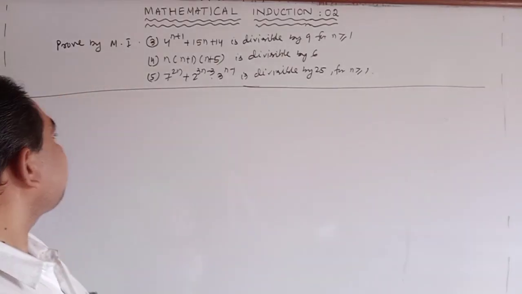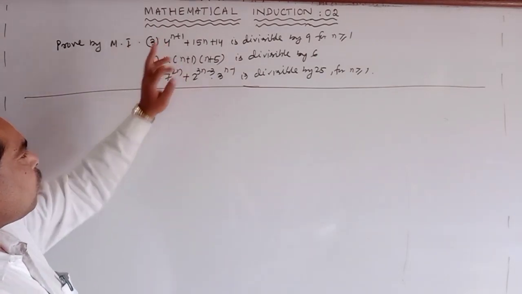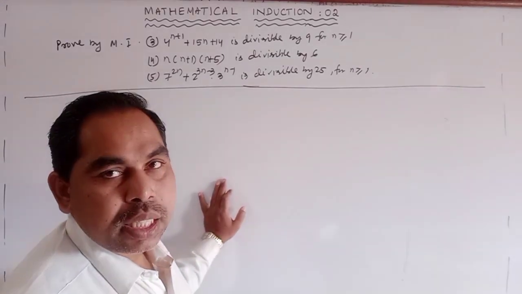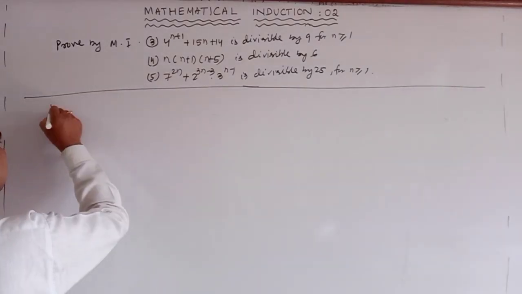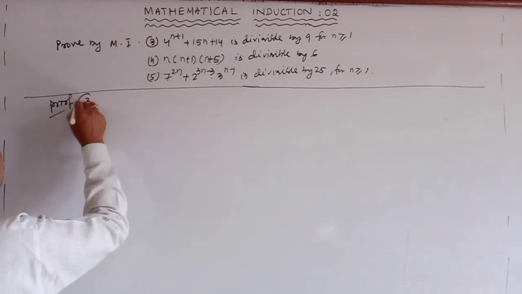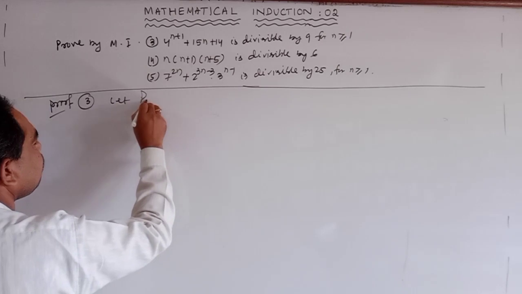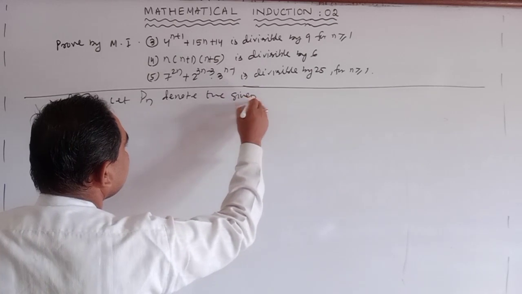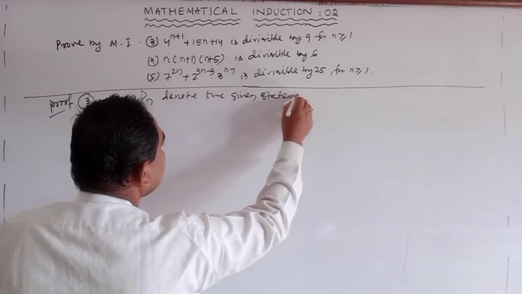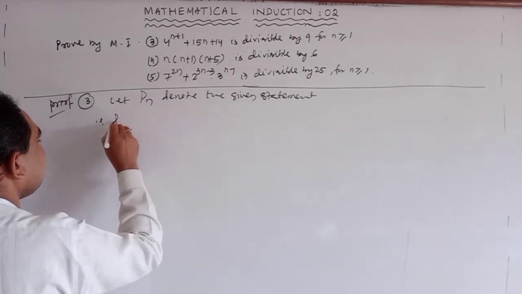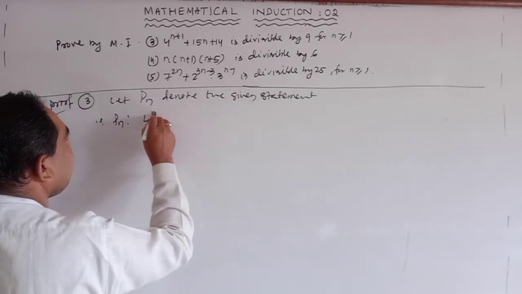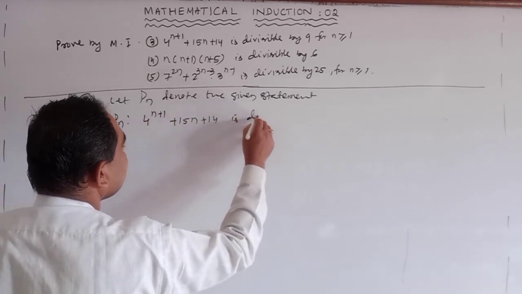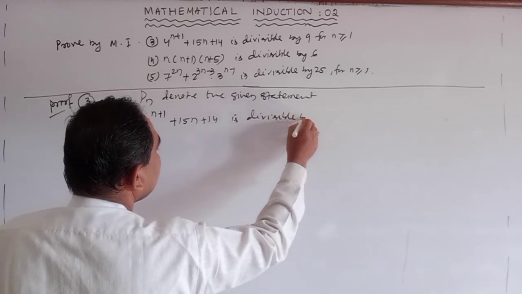Next question: prove by method of induction that 4 to power n plus 1 plus 15n plus 14 is divisible by 9 for n greater than or equal to 1. So question number 3, prove. Let Pn denote the given statement, that is Pn such that 4 to power n plus 1 plus 15n plus 14 is divisible by 9.